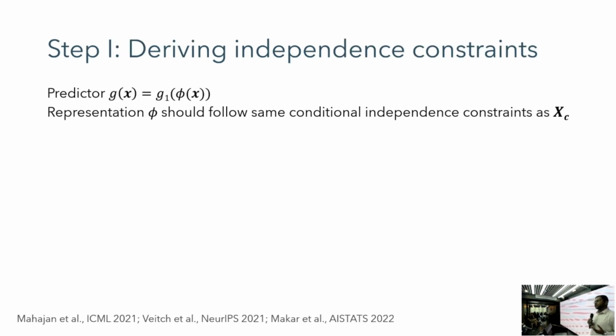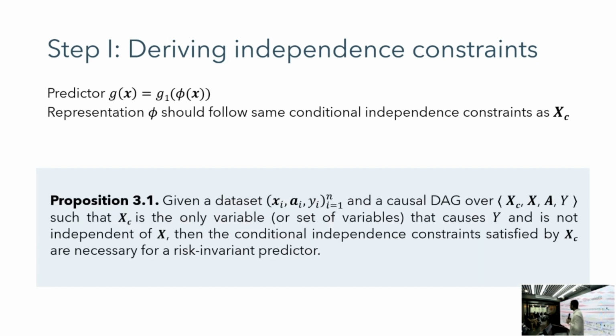So step one is to derive those independence constraints. And so the principle is, if g of x is a predictor, it must be having some representation layer, let's call it phi of x. We can just say that phi of x should follow the same conditional independence constraints as xc.